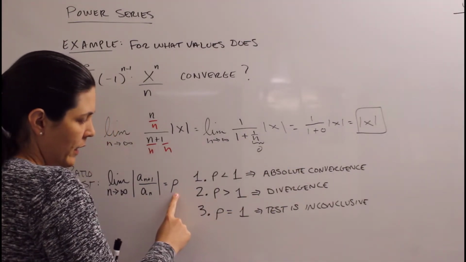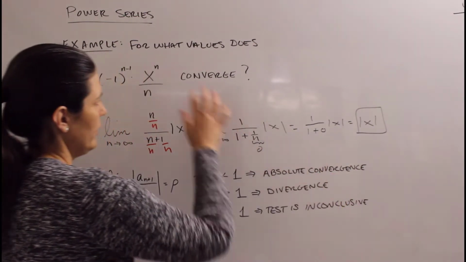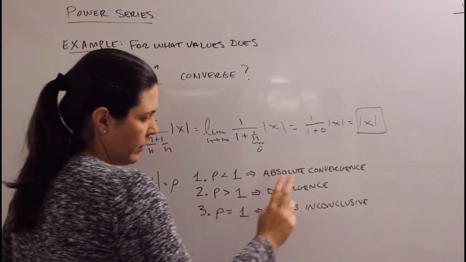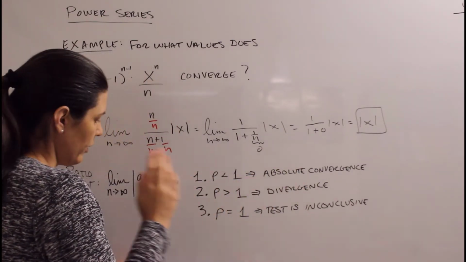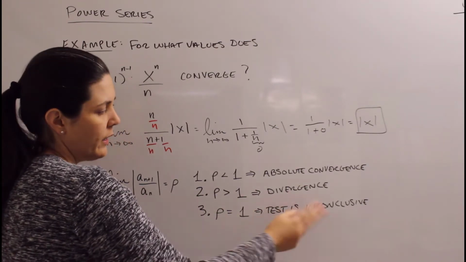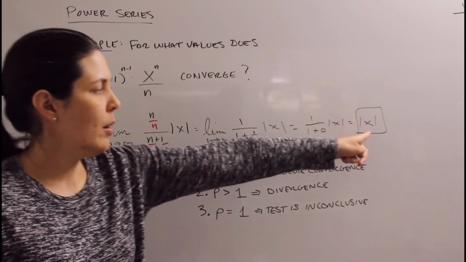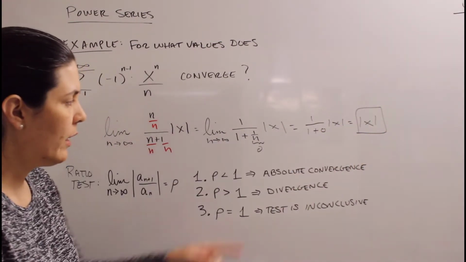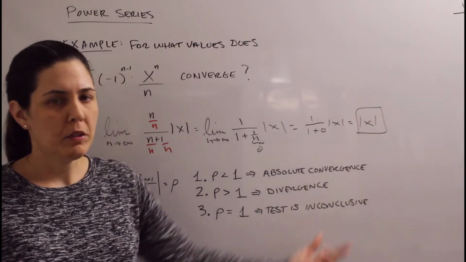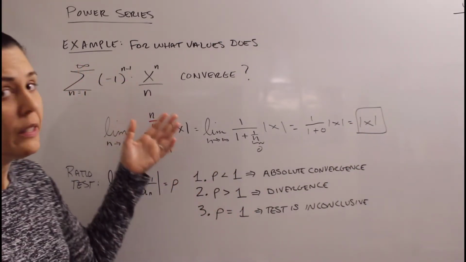If this limit equals something less than 1, this series is absolutely convergent. If this limit value was greater than 1, our series diverges. And if it just so happened to equal 1, then this test is actually inconclusive. So we didn't get a number out of our limit, we got absolute value of x. So now depending on what absolute value of x equals, we're going to get different possibilities for this series.